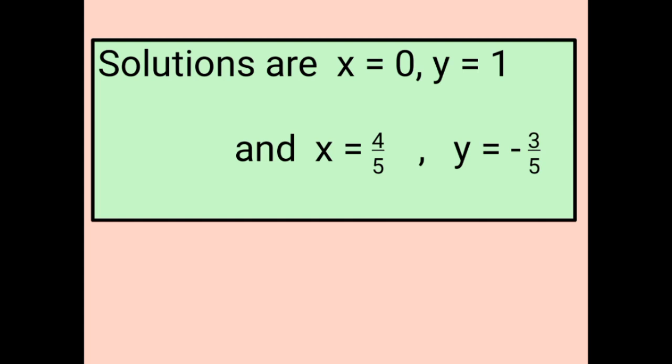Simultaneous equations with one linear and one quadratic equation can have up to two pairs of solutions. Remember to make sure the solutions are paired correctly.